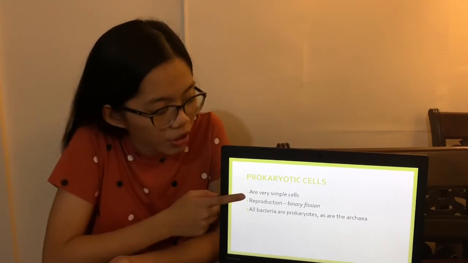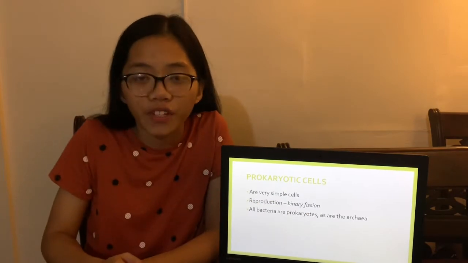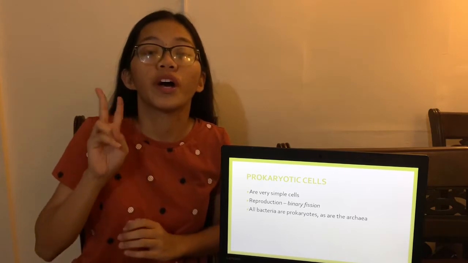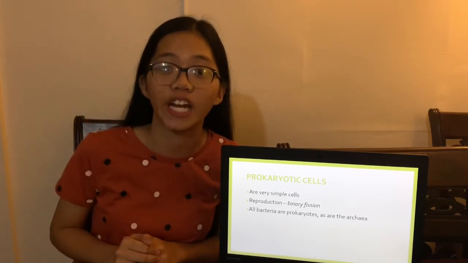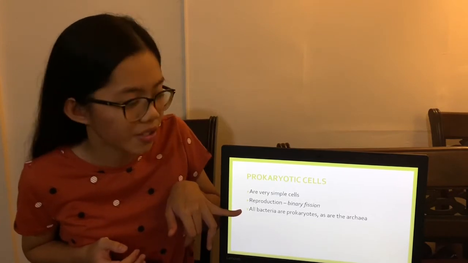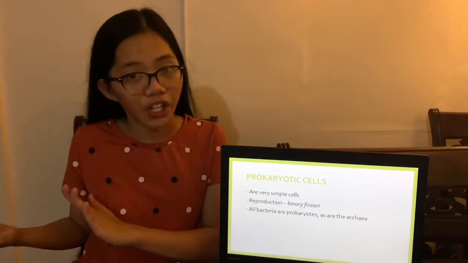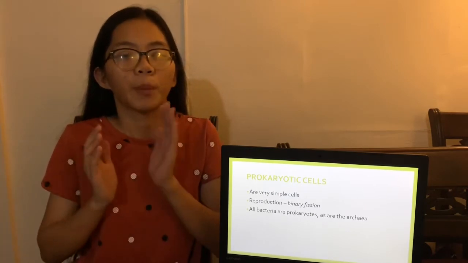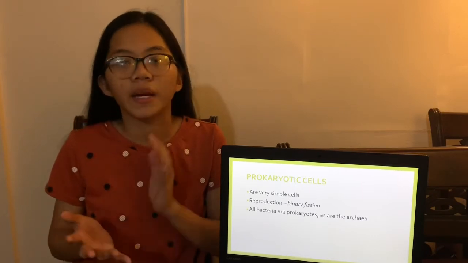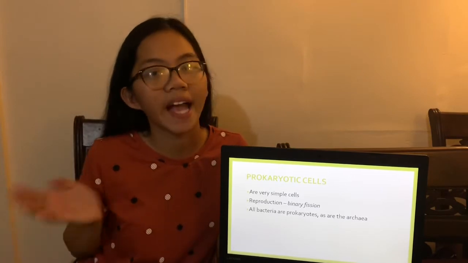And their reproduction is through binary fission. Binary fission is the division of one cell into two daughter cells after DNA replication. And all bacteria are prokaryotes, as are archaea. So as what I've discussed earlier, prokaryotes are composed of fungi, bacteria, and etc. So in bacteria, there are good bacteria and bad bacteria.